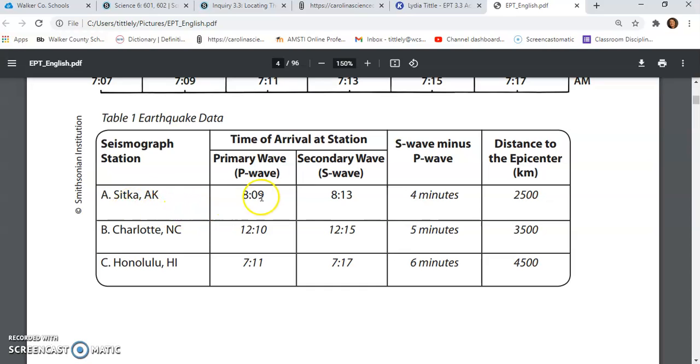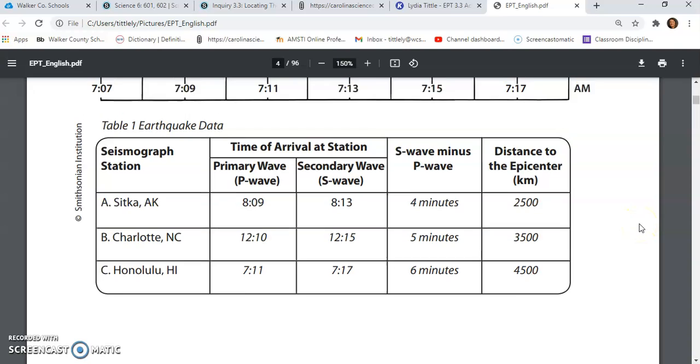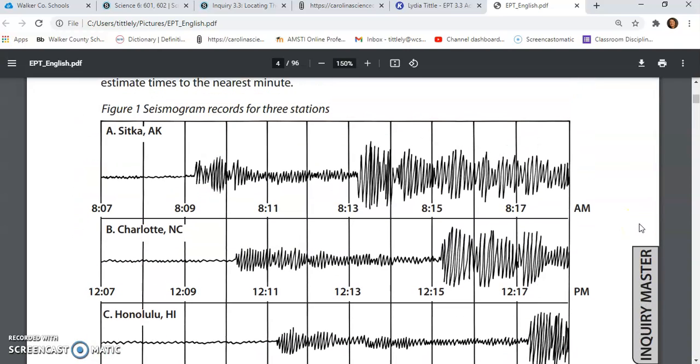So Sitka, Alaska, if we look at our seismogram, the P waves first arrived at that station at 8:09. The secondary waves or S waves reached there at 8:13, and so there was a lag time of 4 minutes. So if we go back up here and look, we can see the P wave started at 8:09, the S wave started about 8:13. And so that's about 4 minutes difference.